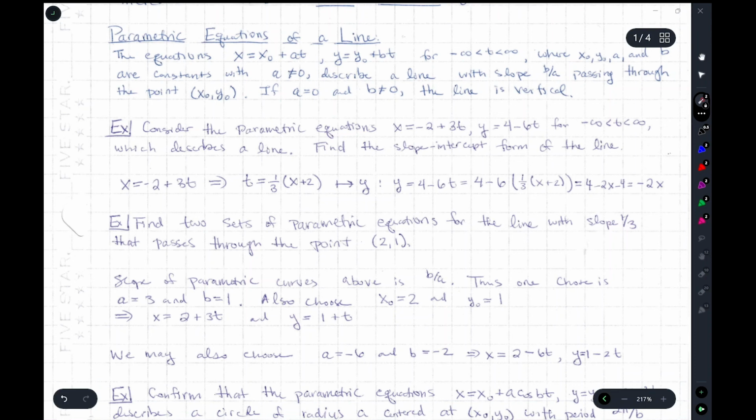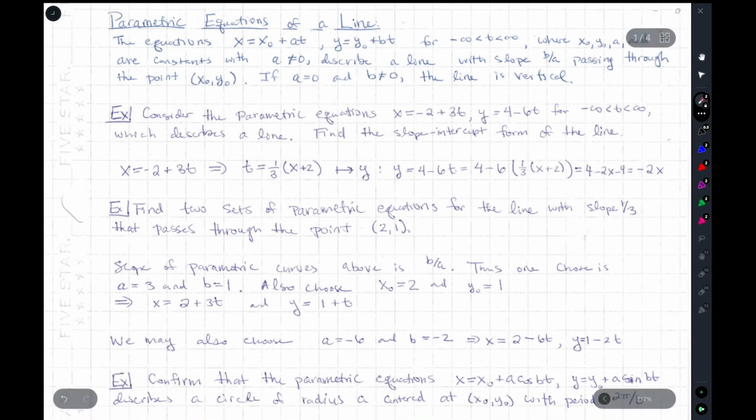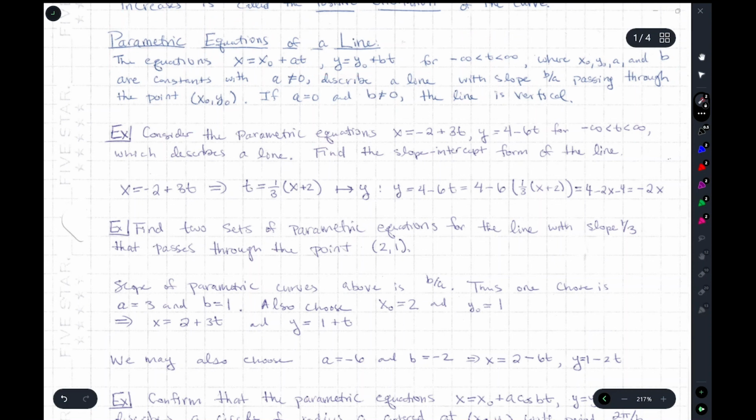Now, parametric equations do not describe a unique curve. You could get multiple parametric equations that describe the same exact curve. And so if we look at this example here, we want to find two sets of parametric equations for the line of slope 1/3 that passes through the point (2, 1). We're going to use this general outline.